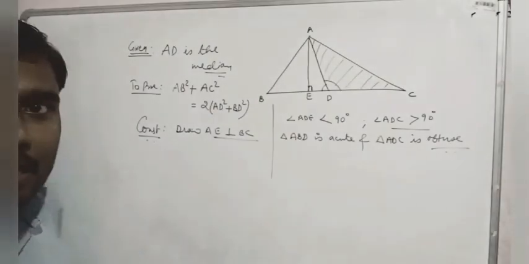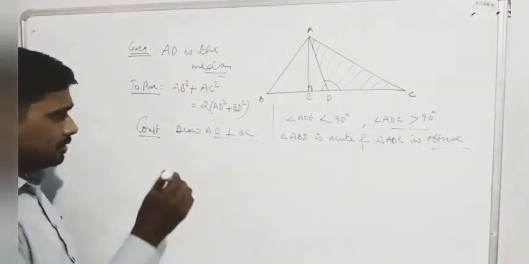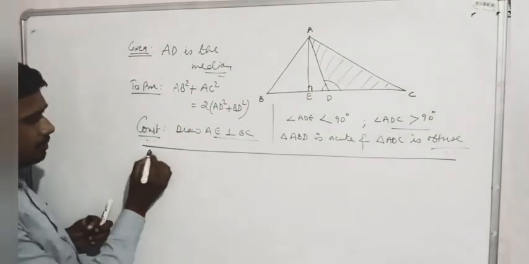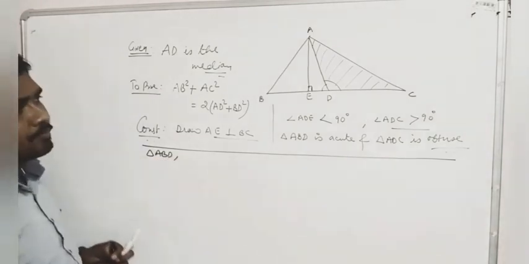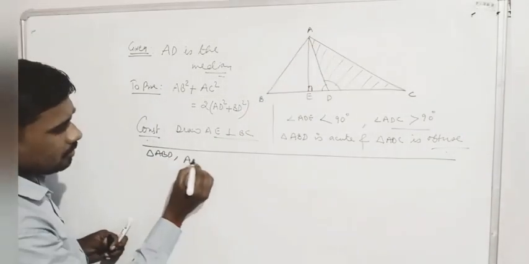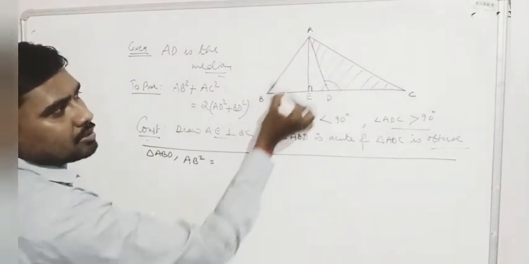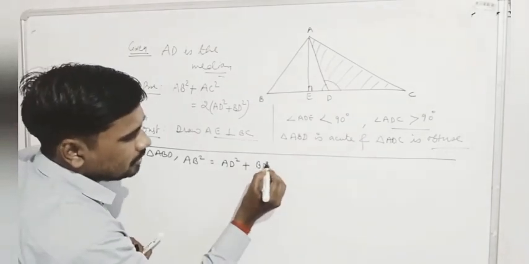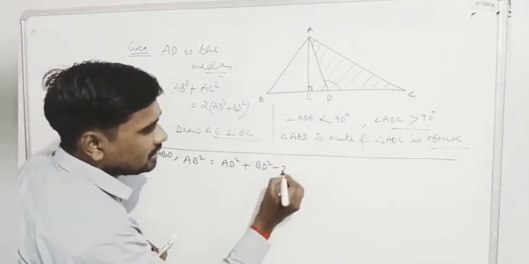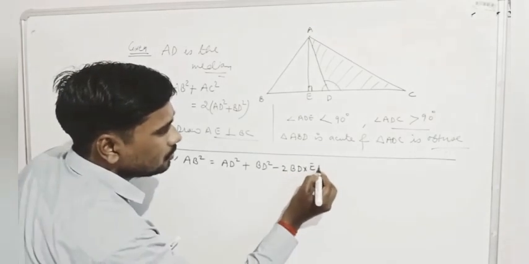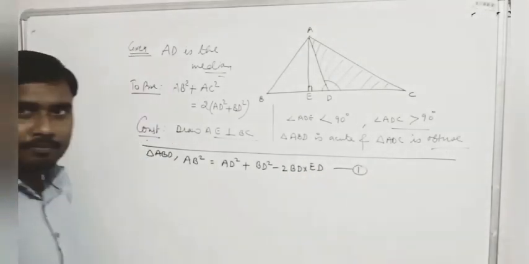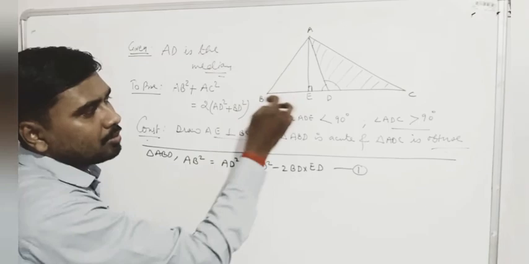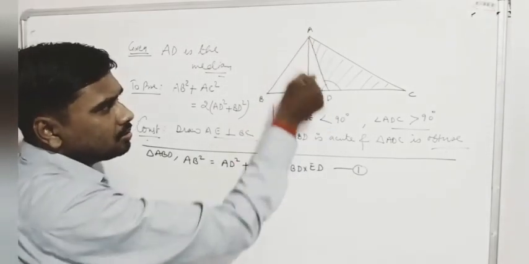Now, if this is an acute triangle and that is an obtuse triangle, there is a formula we have done for acute angle and obtuse angle. So what is the formula? See the formula. For acute triangle ABD, AB square is equal to the rest two sides, AD square plus BD square, minus 2 BD into ED. So this is the first part. When the triangle is acute, this square is equal to this square plus this square minus 2 into this into this.